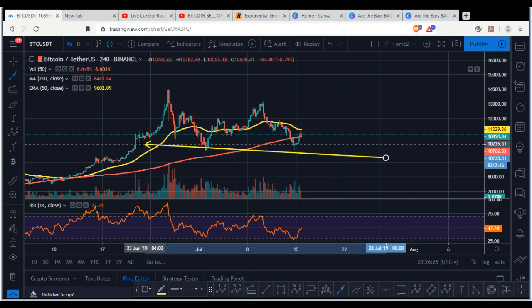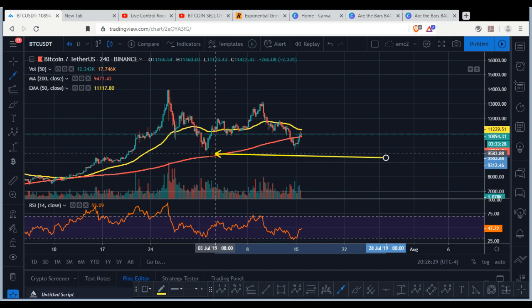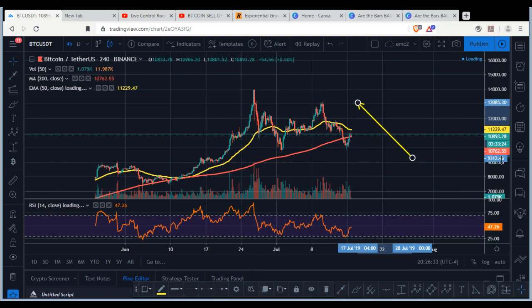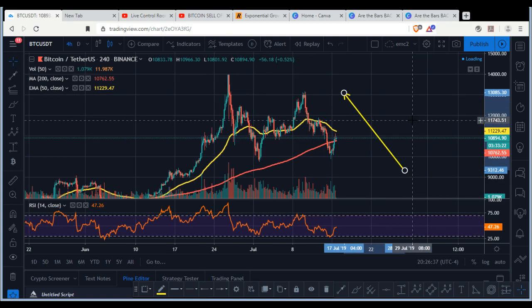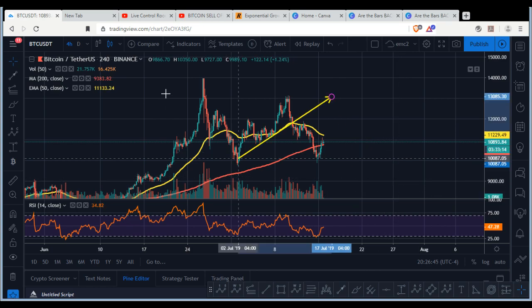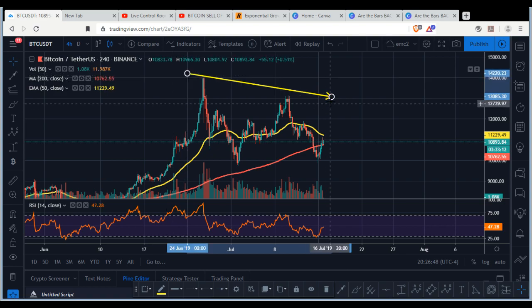That's why you don't want to play support and resistance, because sometimes they're very horrible, guys. They're good, but they're only good on a corrective wave. What I mean by a corrective wave is, for instance, like this is a support and resistance, all right?